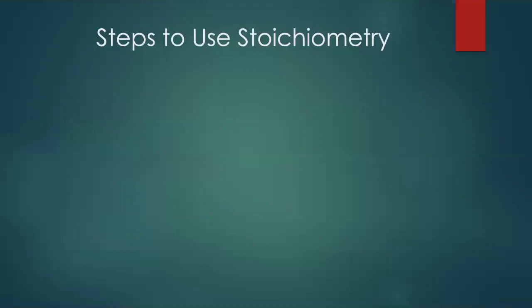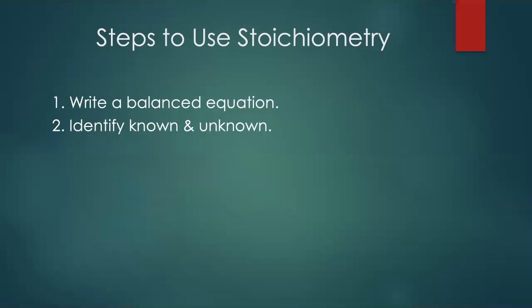So these are the steps you need to do to use stoichiometry. First, you need a balanced equation. Then you need to identify the known and unknown, such as, do we know how much of the reactant we have? Do we know how much product we want? Do we know the moles, or do we know the molar mass? Knowing if we're using moles or grams is also an important part.